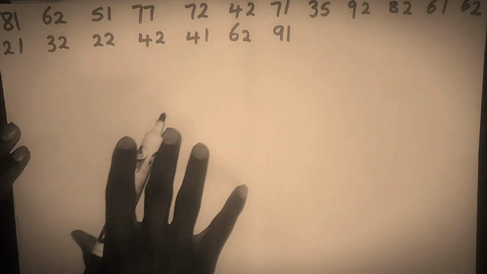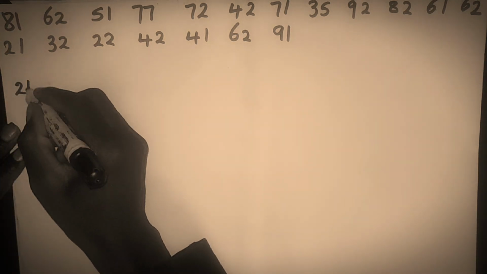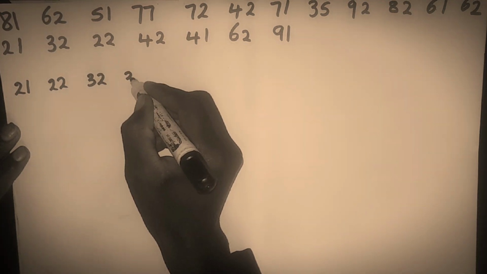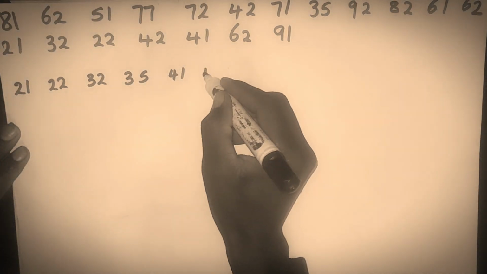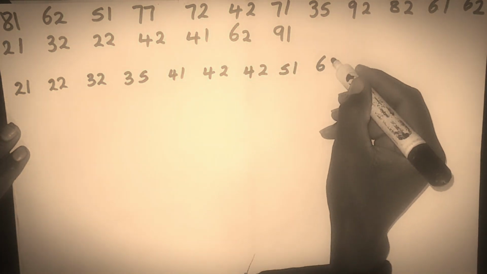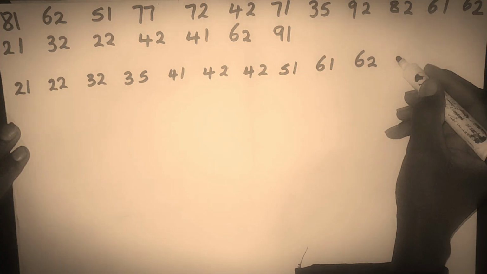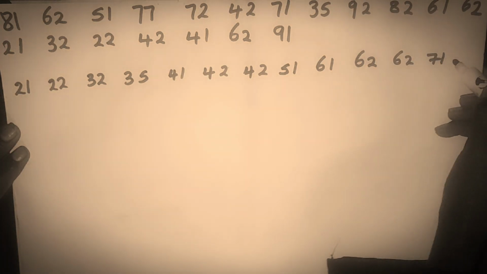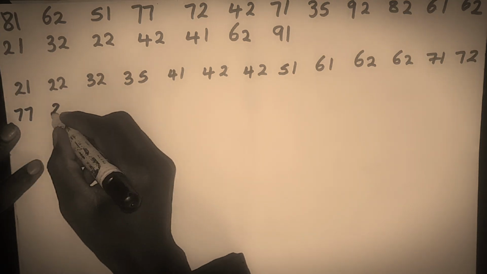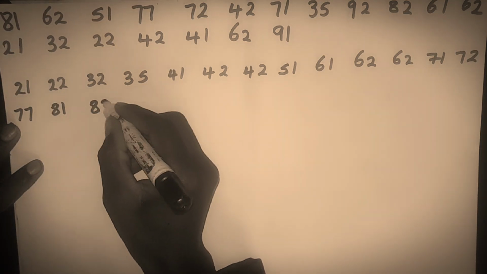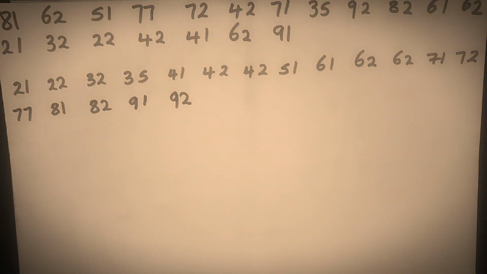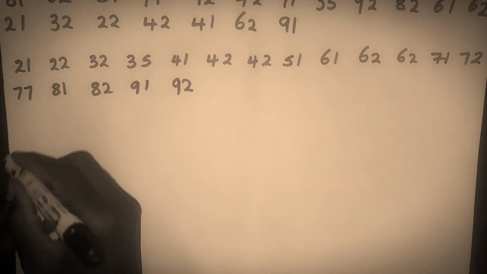Our smallest number here is 21, followed by 22, 32, 35, 41, 42, 42, 51, 61, 62, 62, 71, 72, 77, 81, 82, 91, 92. After arranging our numbers in ascending order, let us write our formulas.